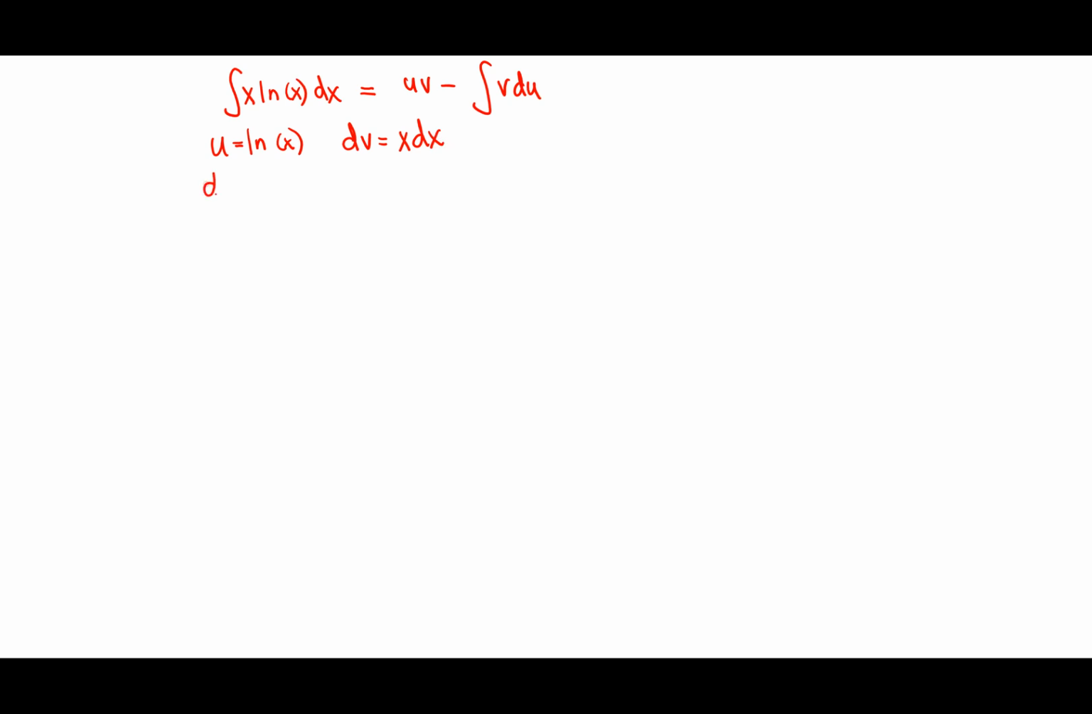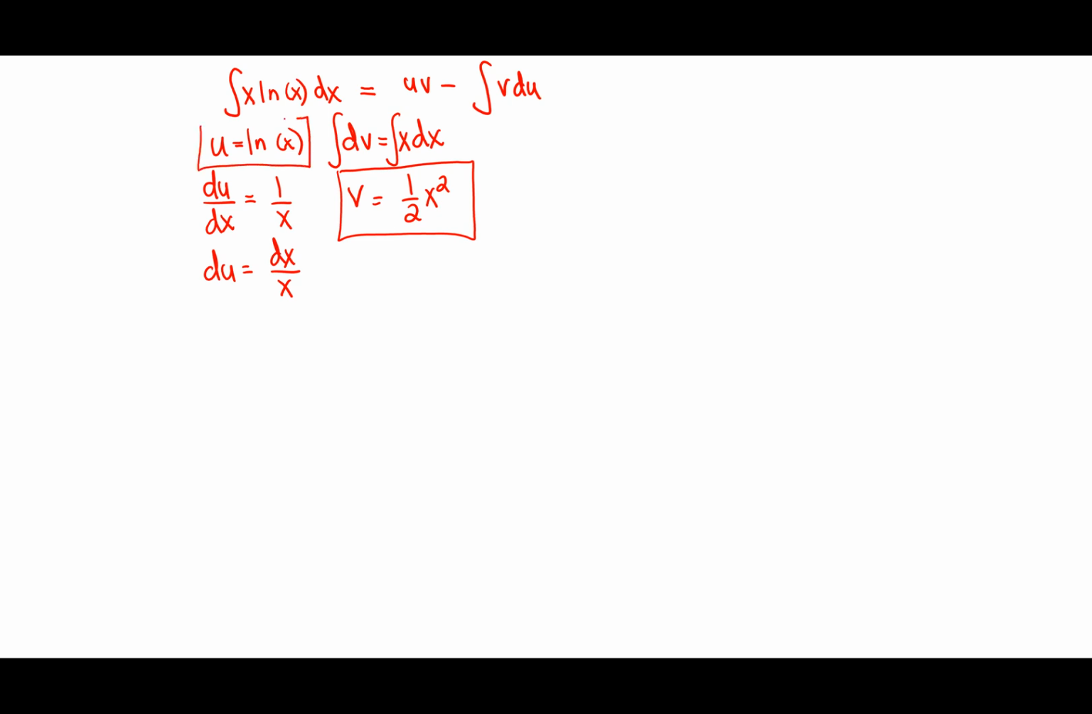So what do I need to do? Now I need to take the derivative of the u. So du/dx equals 1 over x, because that's the derivative of log. So now I know that du equals dx over x. Now for dv, I've got to integrate both sides. So I have v equals 1/2 x squared. Okay? So I have everything I need. I'm going to need this, this, and this to be able to complete this thing.